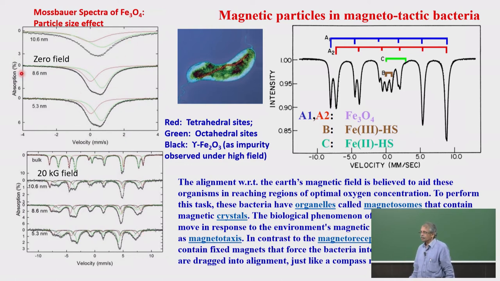This is done, the top one is done at no external magnetic field, and the bottom one is done at the external magnetic field of 20 kilo Gauss. Kg is not kilogram, it is kilo Gauss. So there you can see here again.